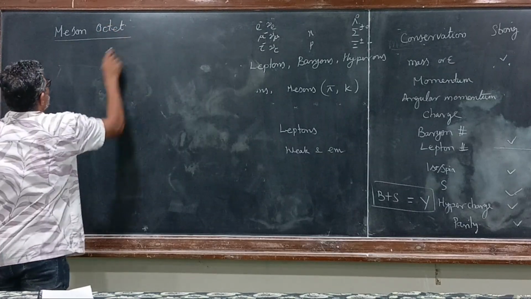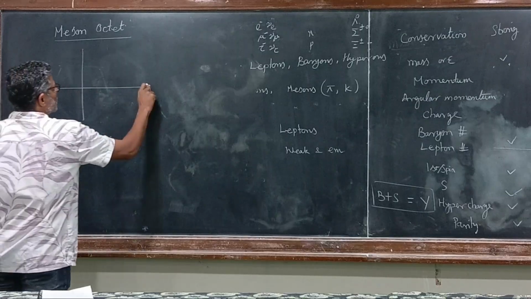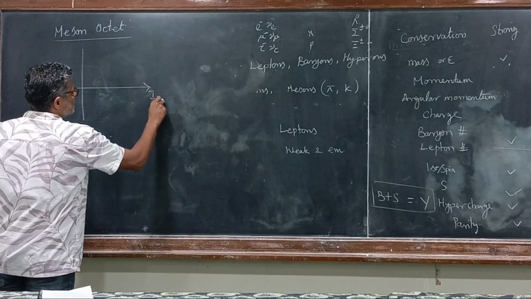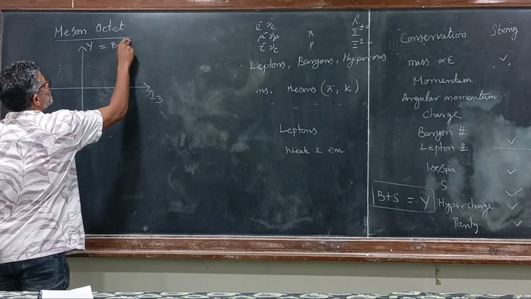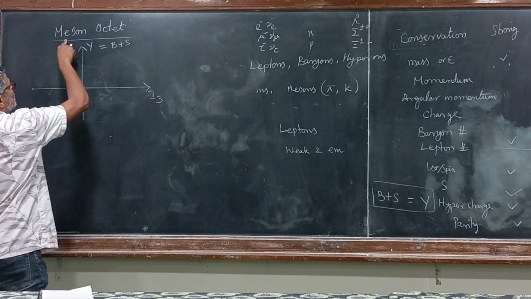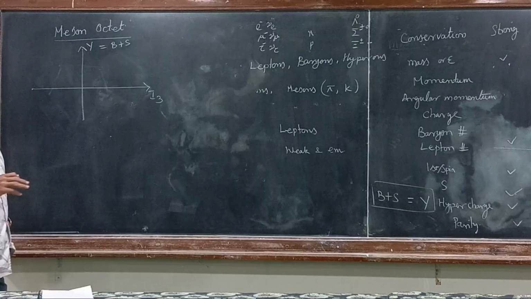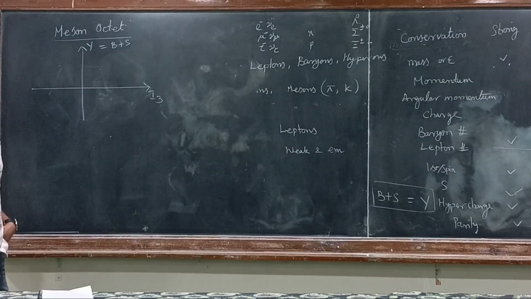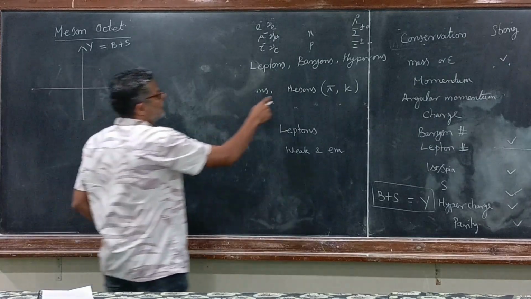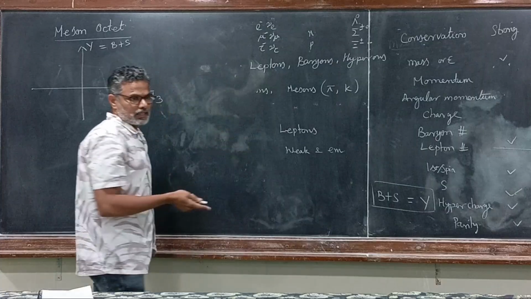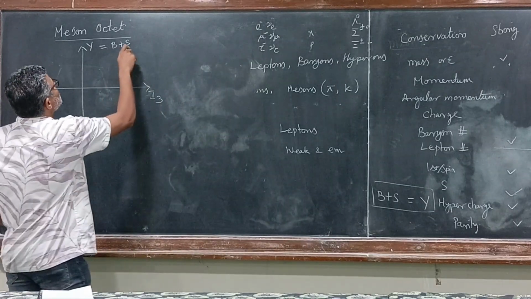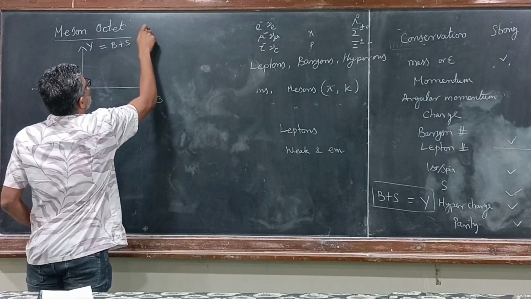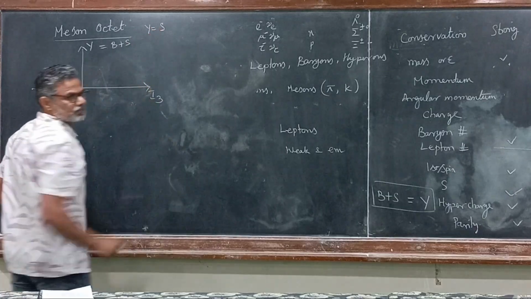So the meson octet is being drawn between the y and I3, and y equal to b plus s. Mesons are bosons, part of the Bose particles. There is no baryon number; they come under hadrons, so therefore this is 0. In this case your y equals s.